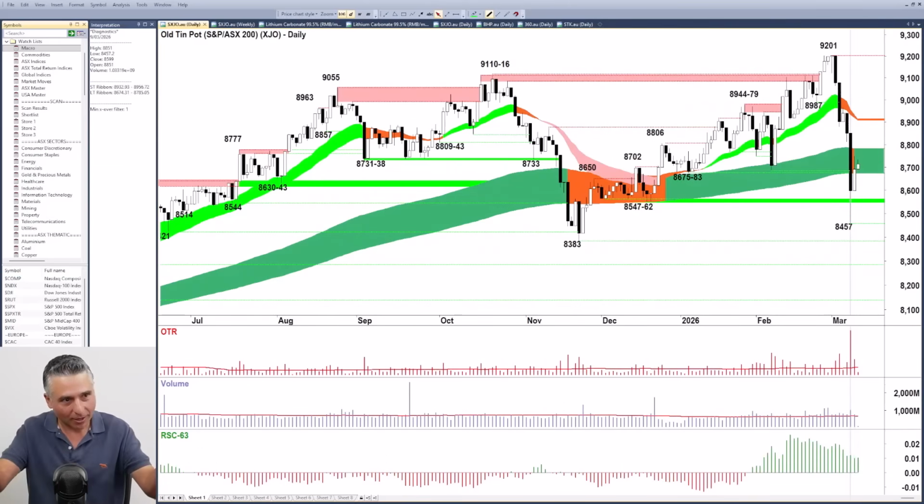Ladies and gentlemen, I present to you the old tin pot. 4 bank stocks, a couple of resources, Telstra and Wesfarmers.